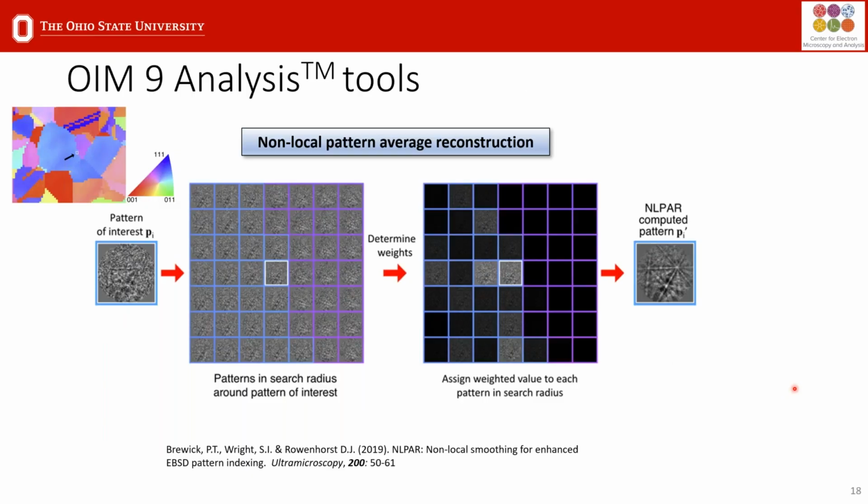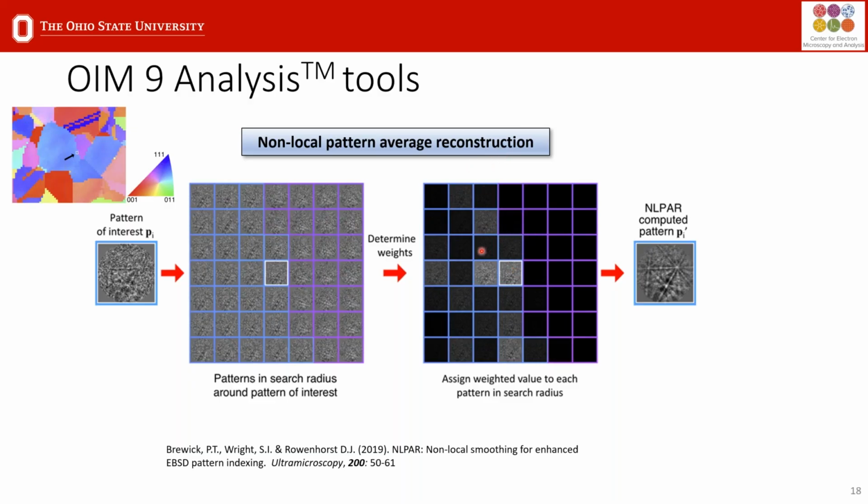An additional tool in OIM analysis is called pattern averaging. The simplest way to do pattern averaging to increase the signal to noise is just to look at the nearest neighbors and equally average these patterns out, and that would really improve the signal to noise. But then you're losing some spatial resolution. So they also implemented a non-local pattern averaging reconstruction algorithm.